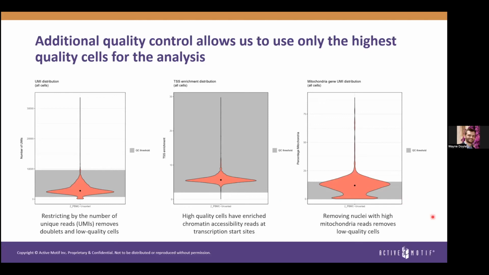And so we combine all the different metrics together and then only keep the barcodes that are associated with cells that pass all of our quality control. So we know that when we do the next analyses, we're focusing on something that's going to give really high quality results.